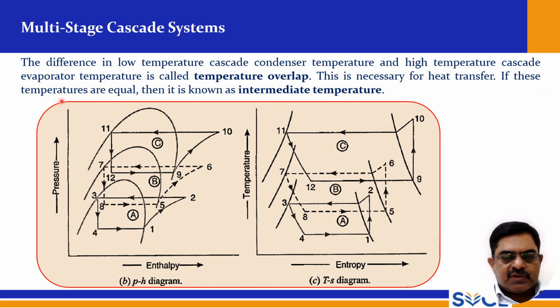If these temperatures are equal, then it is known as intermediate temperature. So when the heat transfer is taking place, if these temperatures are equal, then the intermediate temperature rises. So that is the overlap. It is a 2 mark question. Intermediate temperature is also a 2 mark question.